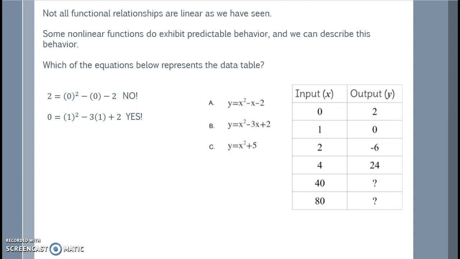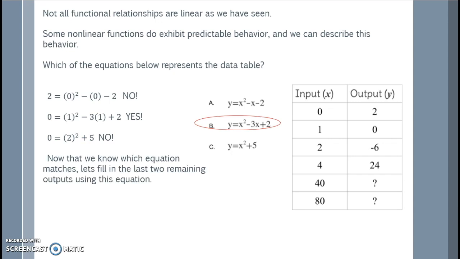But we should also check the last equation just to make sure, because some points will fit on both equations. So we'll check it just to make sure. So I'll plug in 2 for my output, and is 0 squared plus 5 equal to 2? Well, no. So our only option would be option B to make this work for us.